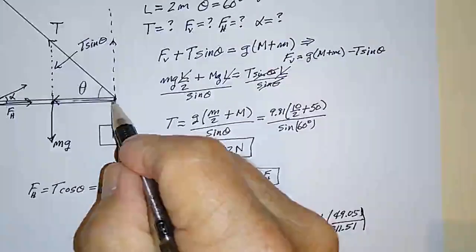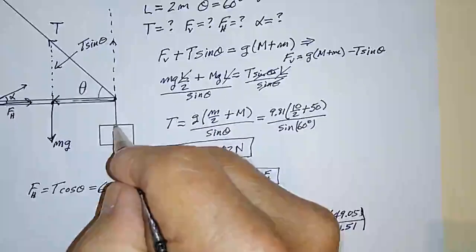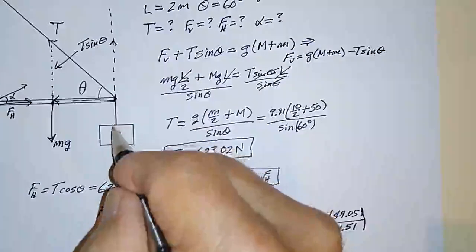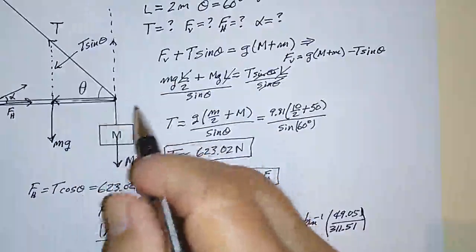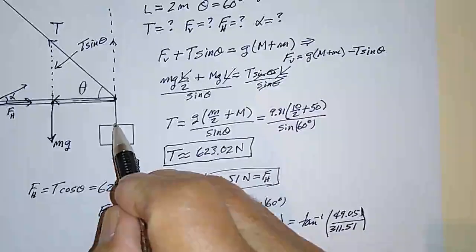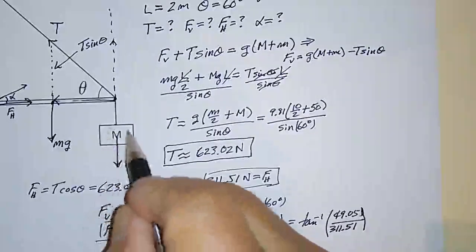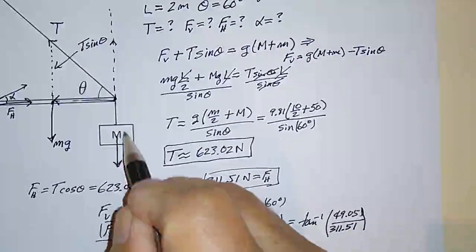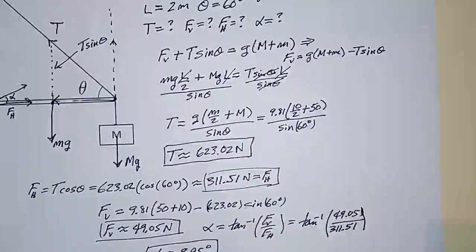Just be careful when you do these problems that you realize that this cable here is different from this one. It's not the same tension, because you could be tempted to try to solve for T immediately and have it be just equal to the weight of big mass M. So be careful about that.